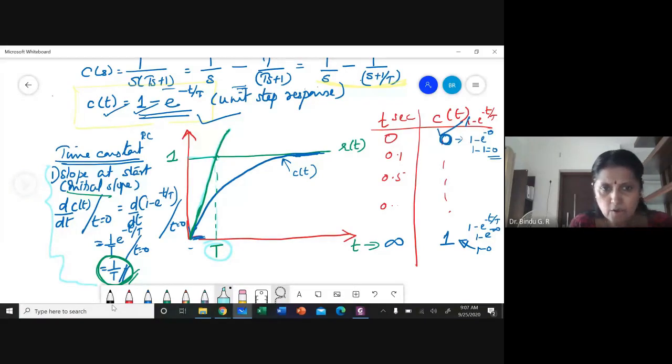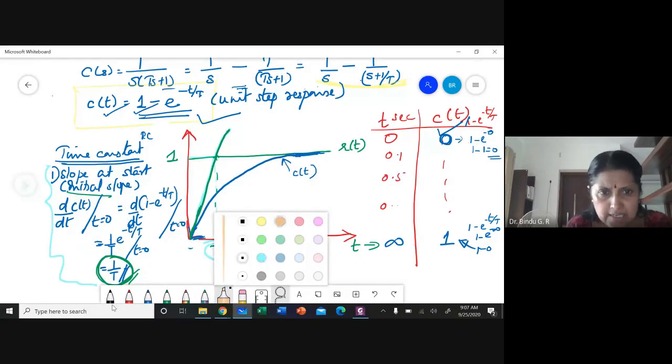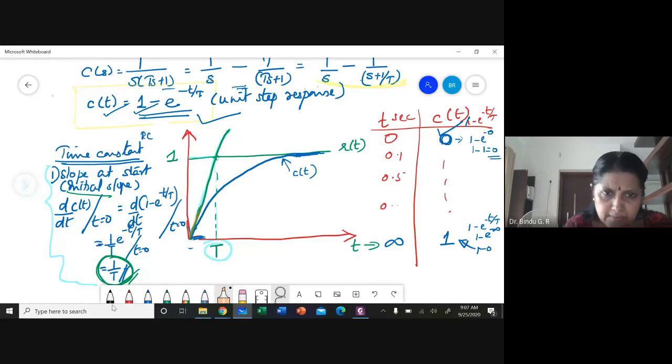Now the system, all of you just listen. The system response was starting at this slope. And if it had maintained that slope, it would have reached the final value at this point. Which point? When the time t is equal to capital T. So capital T is the time taken by the system response to reach the final value had it maintained its original slope of response. Instead, it didn't maintain that. Instead, it went off exponentially. And within the time constant, it reached only this point.